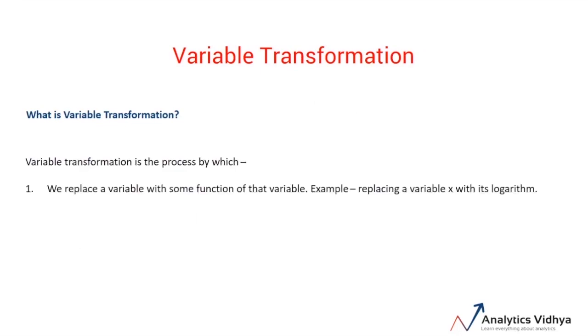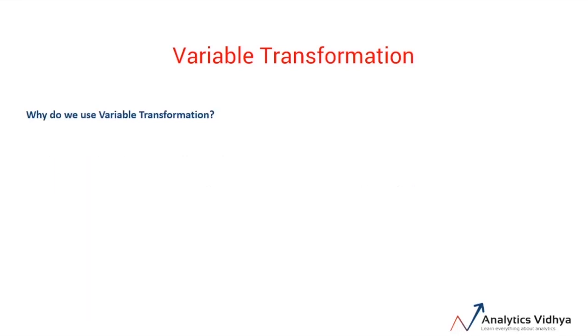Variable transformation is the process by which we replace a variable by some function of that variable. For example, we can replace a variable x with its logarithm. Also, when we introduce this change in the dataset, then the relationship between two variables changes. So for example, if a variable x had a linear relationship with a variable y, replacing the variable x with its logarithm will change the relationship between the two variables.